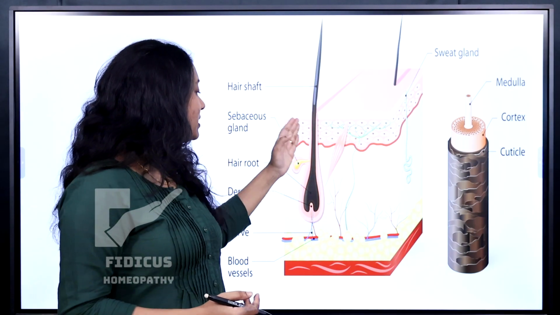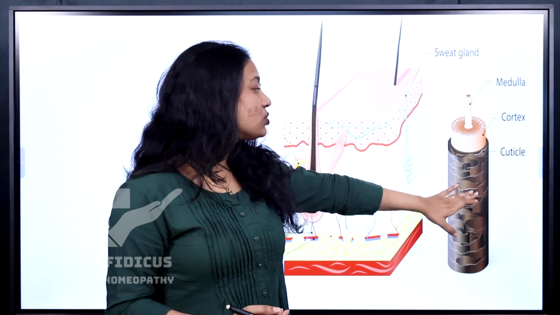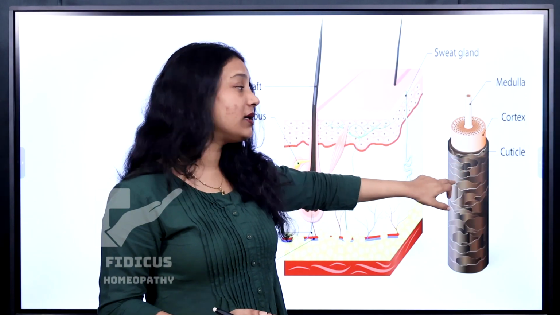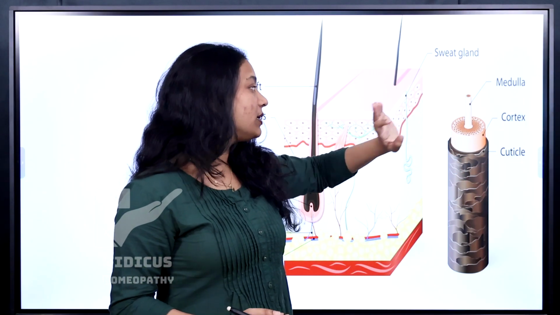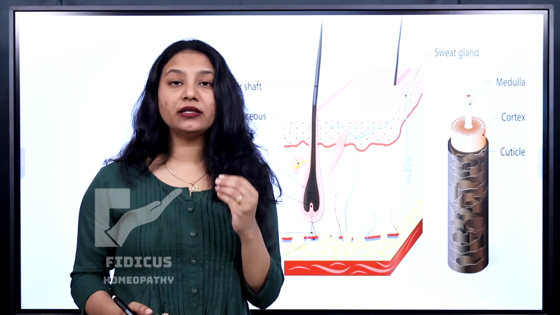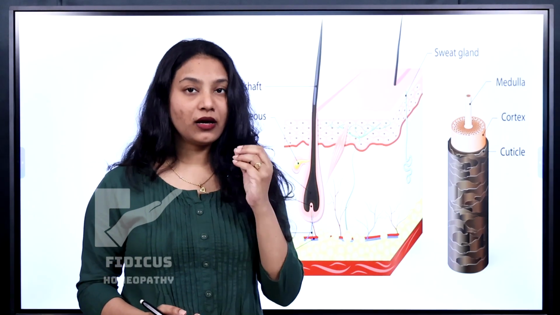Also this part is called the bulb of the hair, and then the shaft has two things. You can see the outer one is called the cuticle, then the cortex part, and the medullary part. The cuticle, all of this is made up of the keratin protein. So protein intake is also very important in hair fall issues.